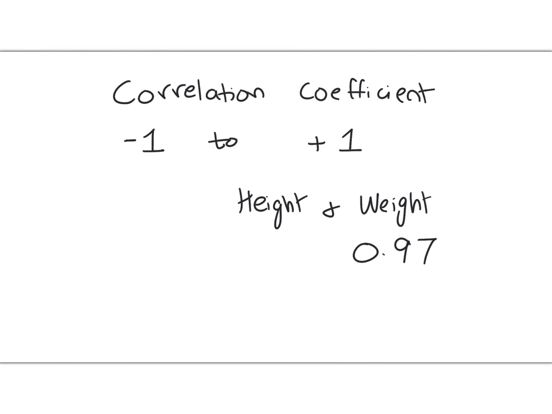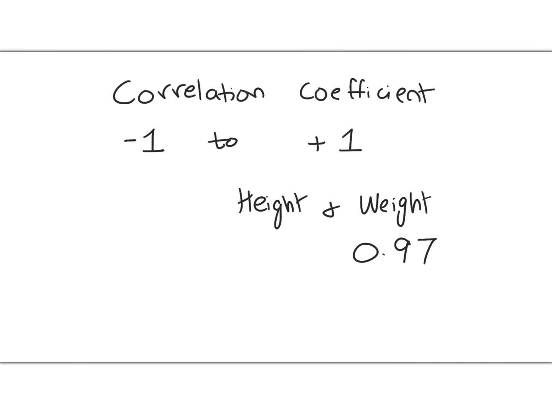0.97 is very close to 1. Now remember, I told you the closer the number to 1, the stronger the correlation. The closer the number to 0, the weaker the correlation. 0.97 is very close to 1. So this is a very strong correlation. You can almost consider this as saying there is a 97% chance that if you're tall, if the height increases, then your weight also increases. Or if height decreases, then weight decreases.